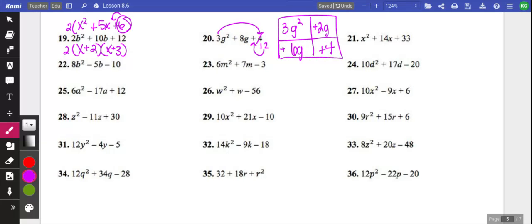My greatest common factor across the top is g. My greatest common factor across the bottom is plus 2. My greatest common factor down is 3g. And my greatest common factor down over here is plus 2. So my binomials are 3g plus 2 and g plus 2.